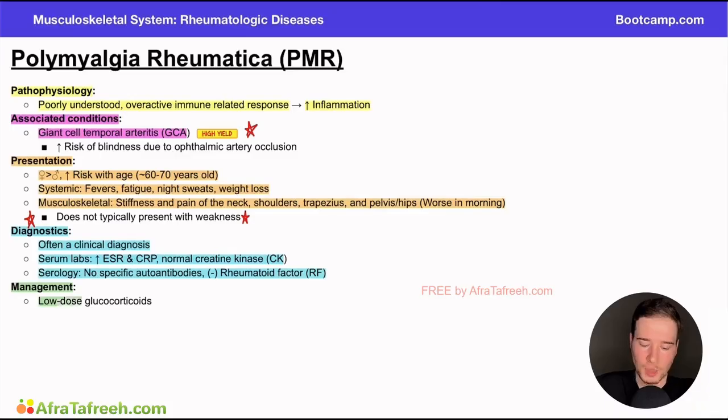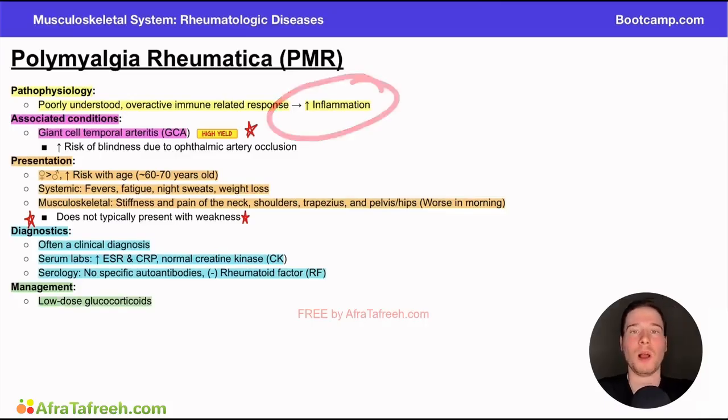When we look at the management here, fairly simple. Patients tend to respond to low-dose glucocorticoids. This kind of helps calm down the inflammation, the inflammatory response in the body, which again, we said our pathophysiology, that's the main problem here. And thus it makes sense that giving glucocorticoids or calming down this system can be useful for these patients going forward.